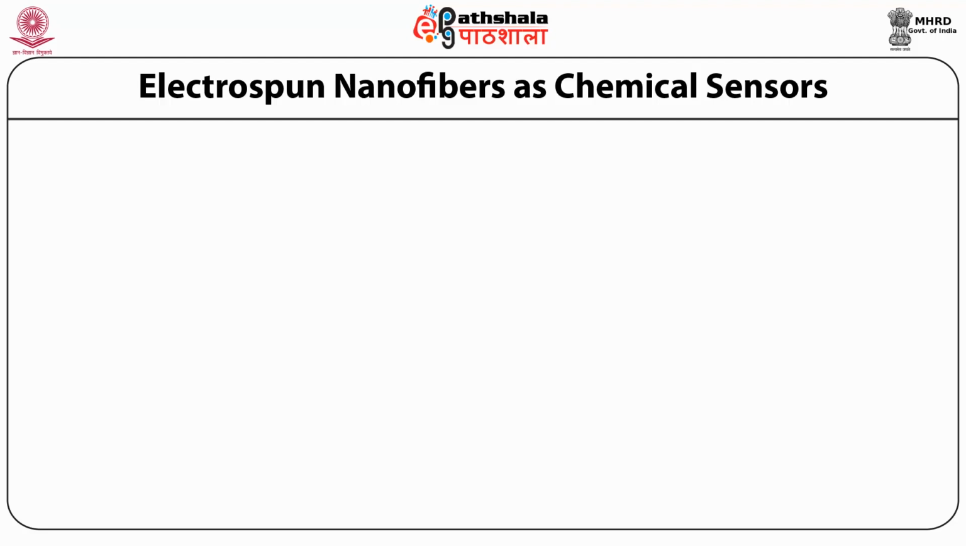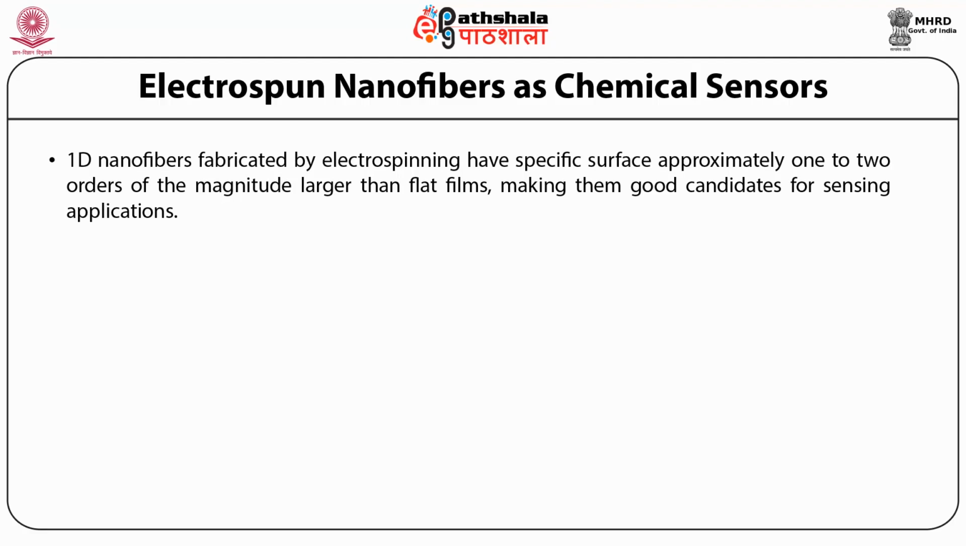I want to discuss the application of this electrospun nanofiber as chemical sensor. Chemical sensing is another field in which electrospun nanofibers are potentially being used. One-dimensional nanofibers fabricated by electrospinning have a specific surface approximately 1 to 2 orders of magnitude larger than flat film, making them good candidates for sensing application. For example, humidity sensors. Humidity sensors are very important, driven by their practical application in environment monitoring, industrial process control, our daily life, and so on.